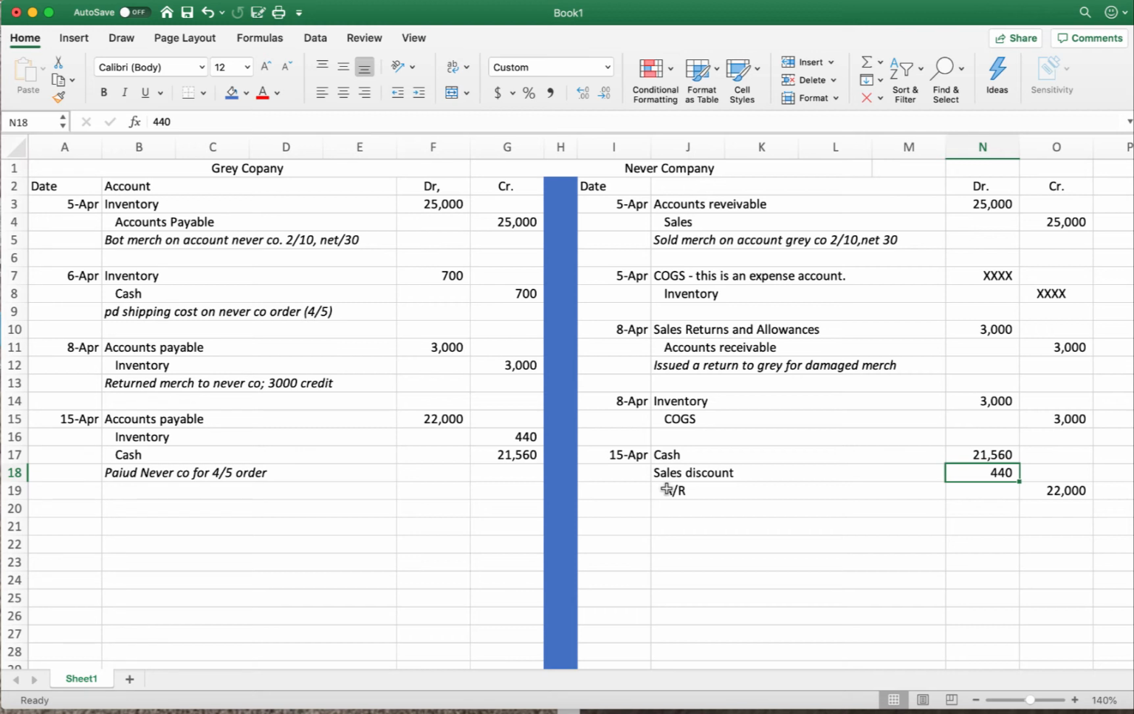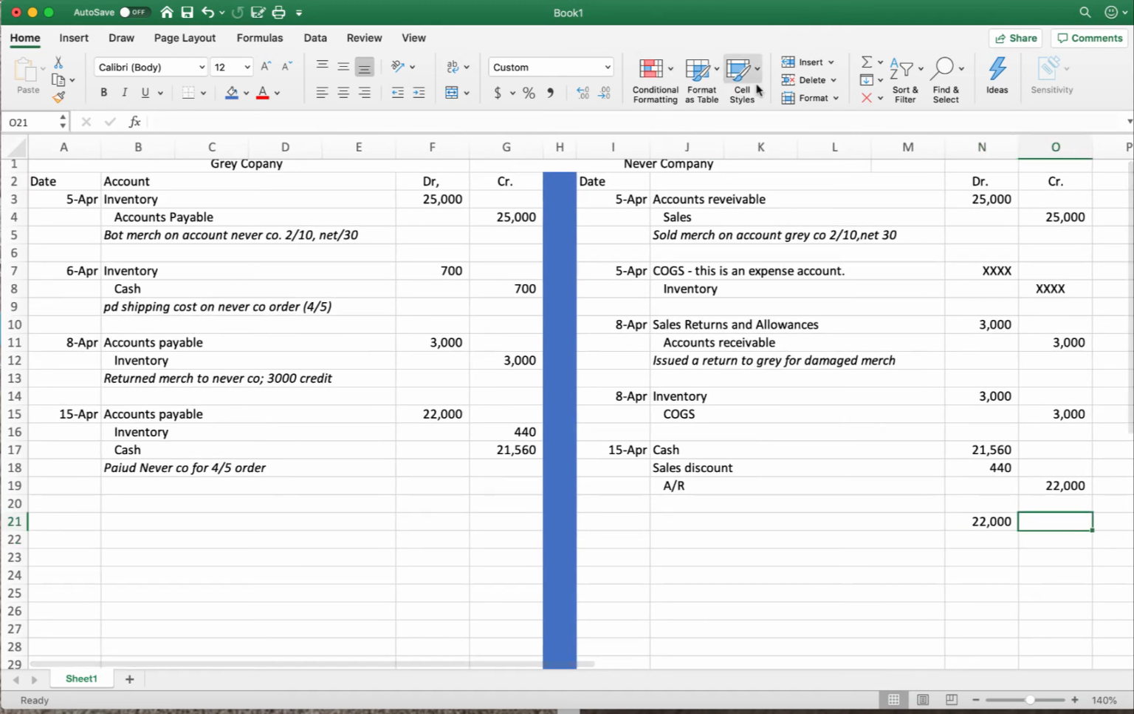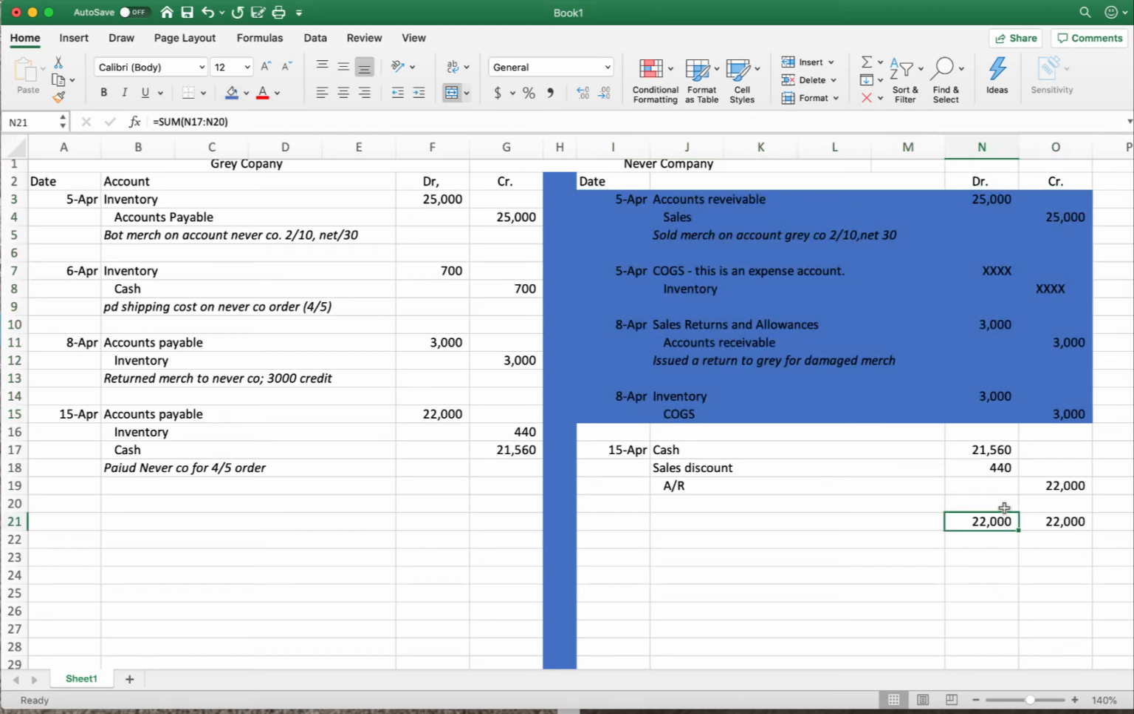Okay. One more thing I want to show you. Let's just take the seller side here. Okay. I have 2 debits and 1 credit. I'm going to come down here and click auto sum. I'm going to come over to my credit side and click auto sum. They're both $22,000 just for this transaction. That's all we're looking at. Forget this stuff. We're just looking right here.